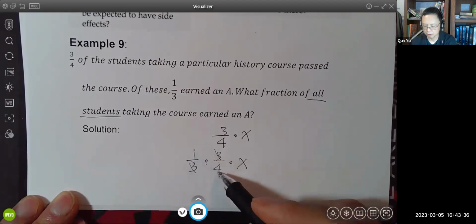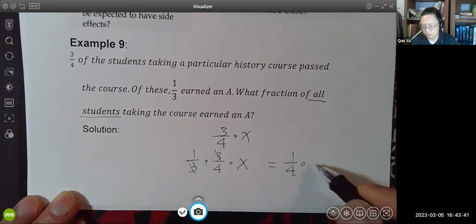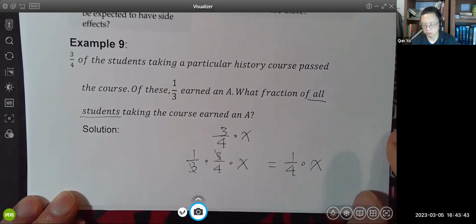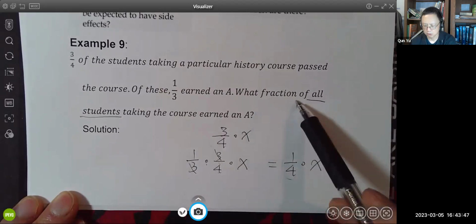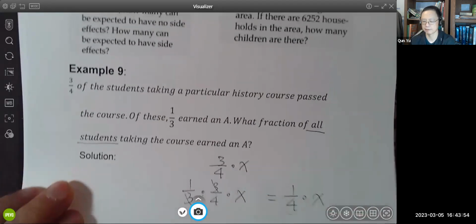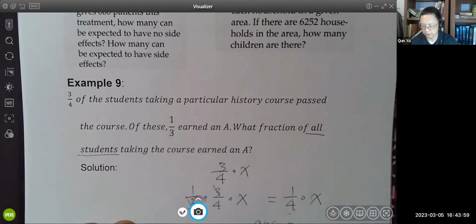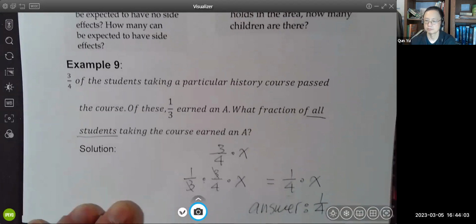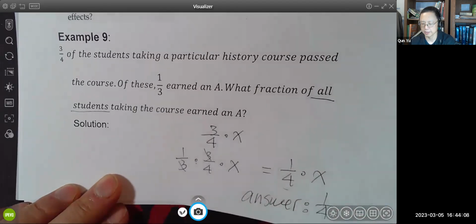So we get 1/4 times X. X represents all of those who take this course, right? So that's our answer. 1/4 of all students taking the course earned an A. They ask us for a fraction, not this whole thing. So the answer is 1/4. 1/4 of all students taking the course earned an A.